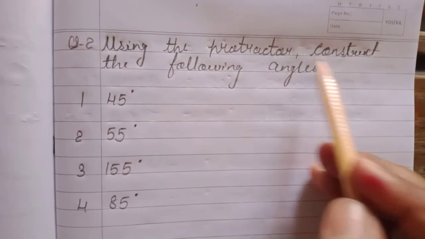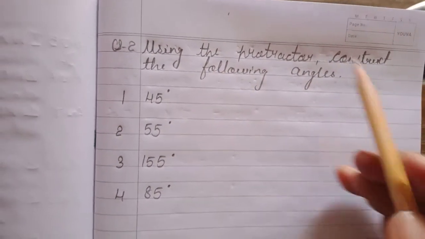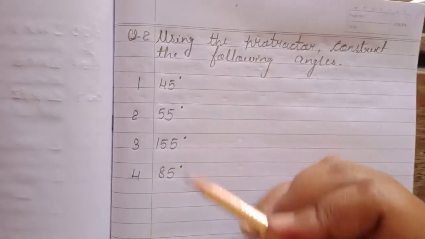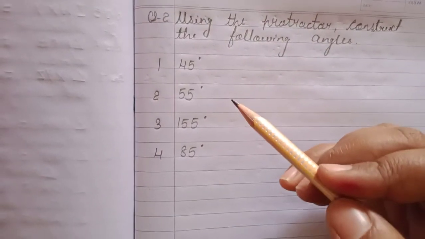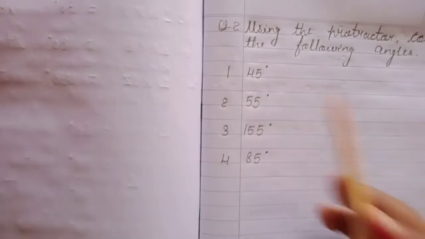Now next, question number 2, using the protractor construct the following angles. Here different angle measurements are given. Now we are going to construct the angles. So number 1 is 45 degree. Here on a blank page we will do number 1.